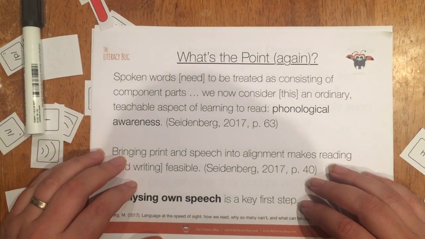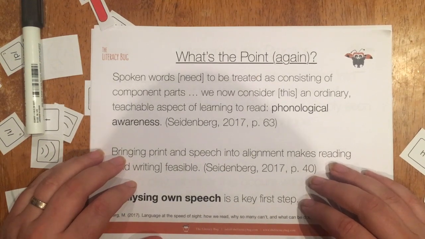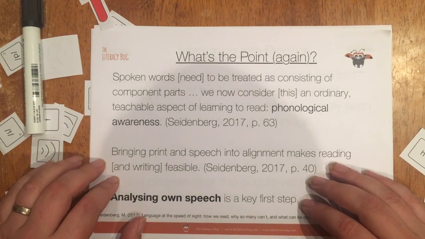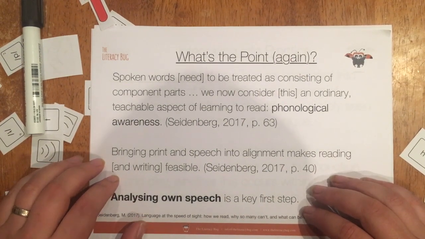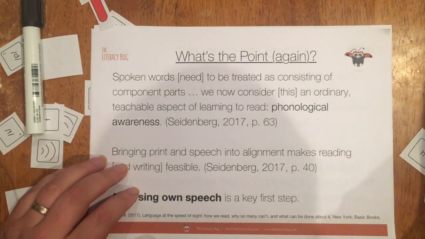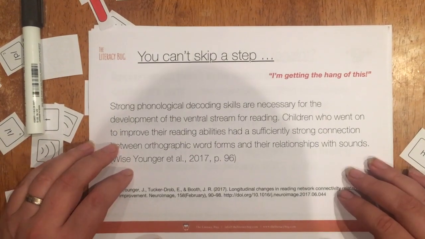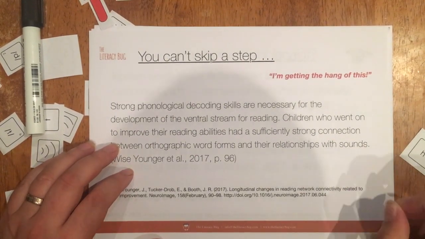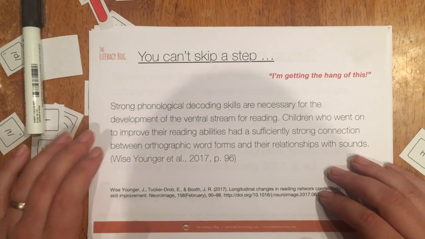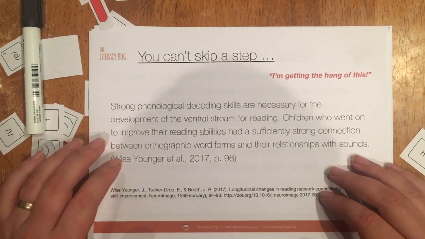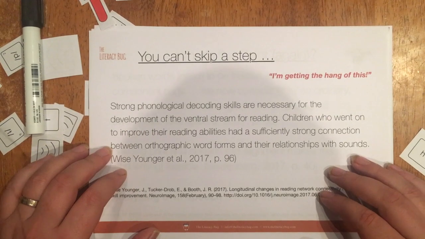We now consider this an ordinary teachable aspect of learning to read, called phonological awareness. And bringing print and speech into alignment makes reading and writing feasible. So analyzing your own speech is a key first step. And even though older learners will be automatically recognizing familiar vocabulary by sight, research does tell us that strong phonological decoding skills are really necessary to develop that automatic reading skill in the long term.